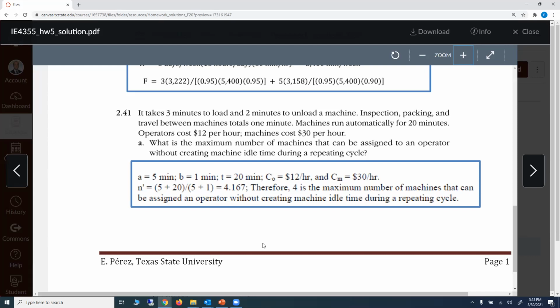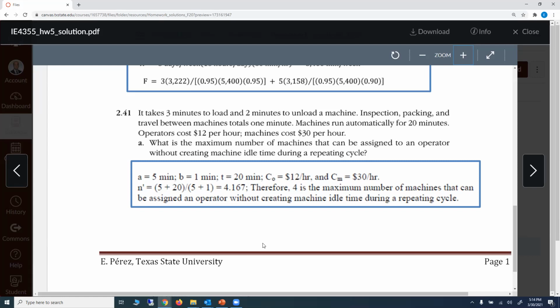So if you go above that and assign 5, you know that this operator will not be able to handle that many machines because of the time availability that the operator has. So 4 is going to be the maximum number of machines that can be assigned to an operator without creating idle time during a repeating cycle.